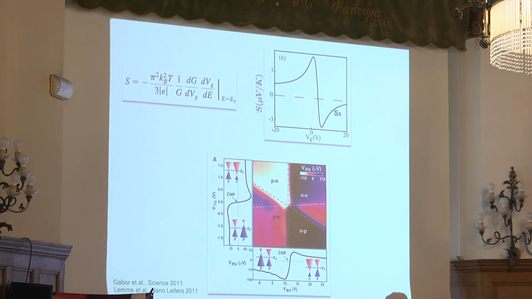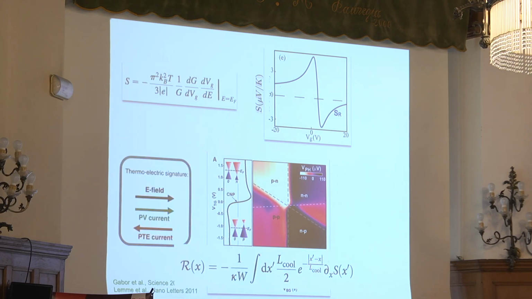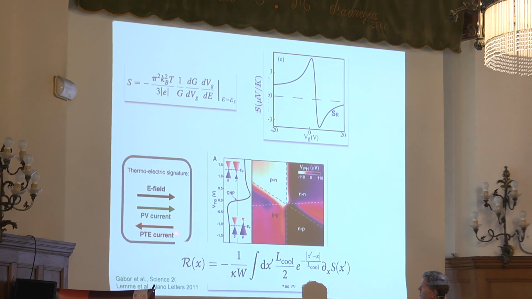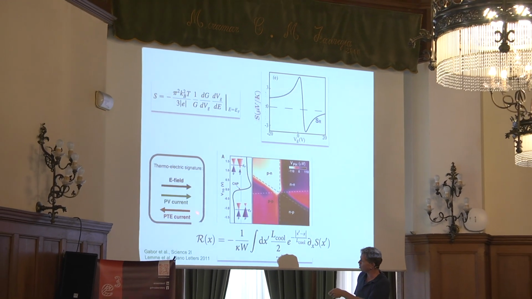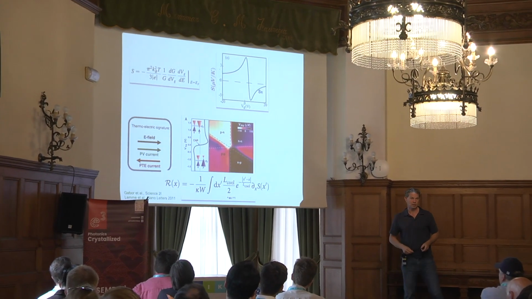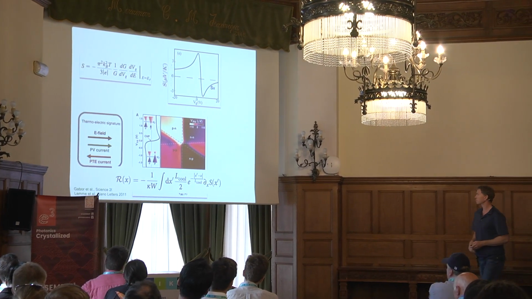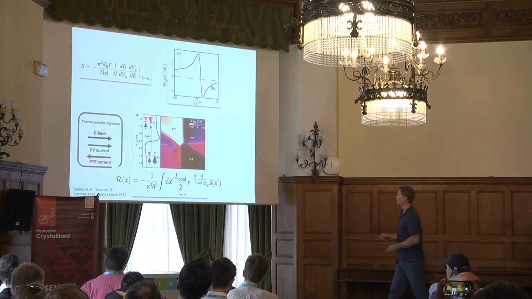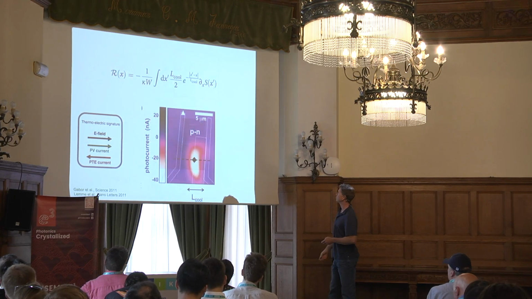I'm showing this because it was actually proof that the photothermoelectric effect is dominant here. There's an electric field pointing to the right, and if there was a photovoltaic effect, the photocurrent would always go in the same direction. But there are regimes here where the current is in the opposite direction to the electric field, so that's proof it's photothermoelectric. I will come back to this equation later.